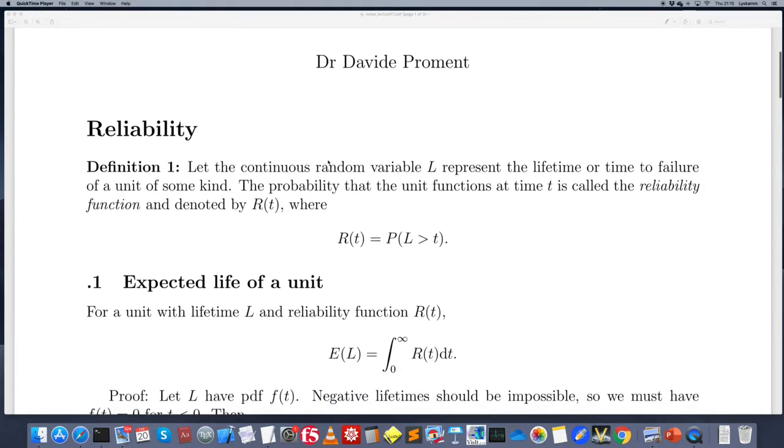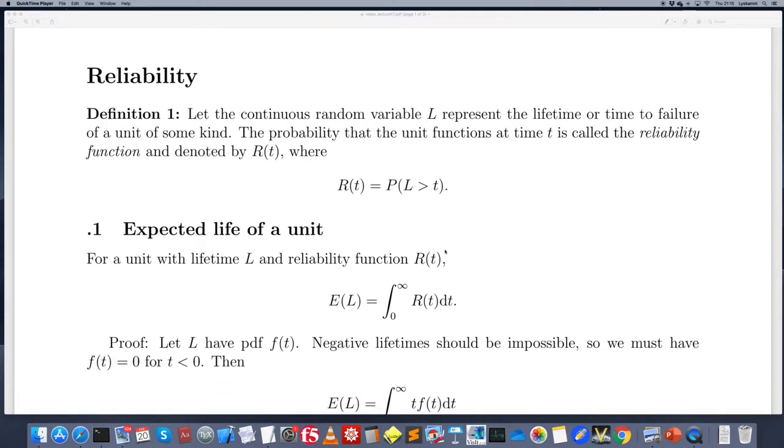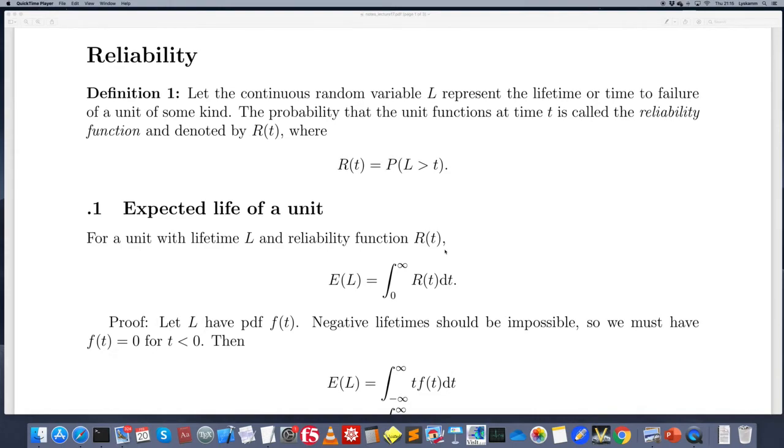Firstly, we define the reliability function of a unit of some kind, called R(t). This is nothing but the probability that the lifetime of such unit, a continuous random variable named capital L, is greater than t. We have then shown that the expected lifetime of the unit can be computed as the integral from 0 to infinity of the reliability function.